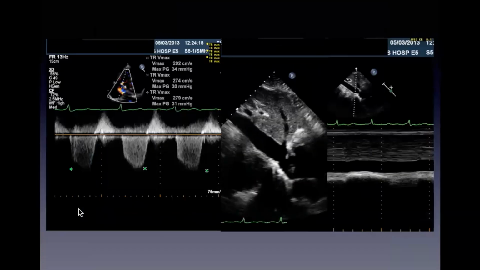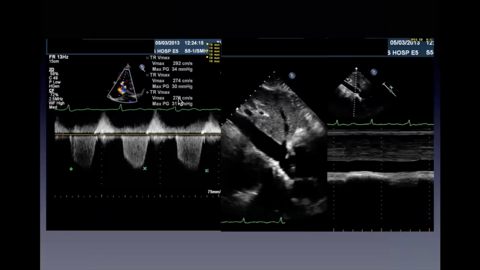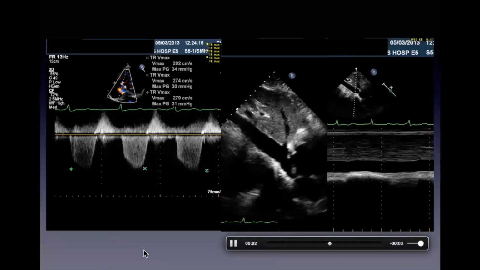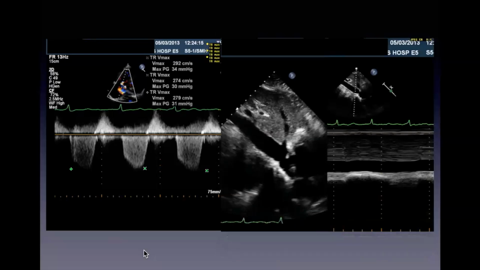So the tricuspid gradients are in the low 30s. You see the IVC is dilated, it doesn't collapse, so the estimated RA pressure is 15. So RVSP anywhere from 45 to 50 millimeters of mercury.